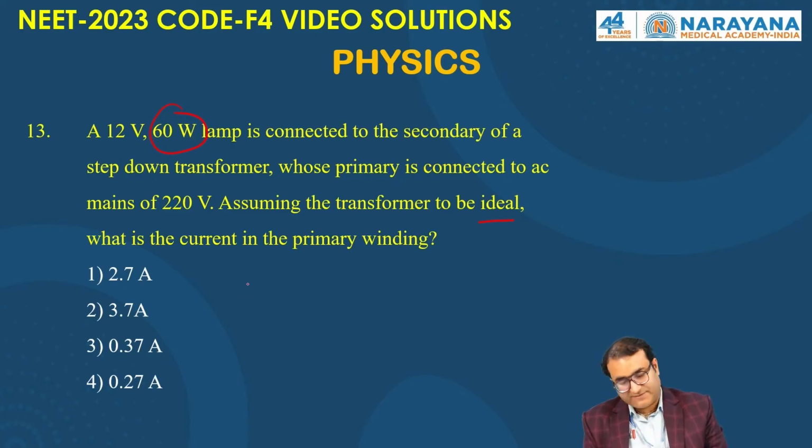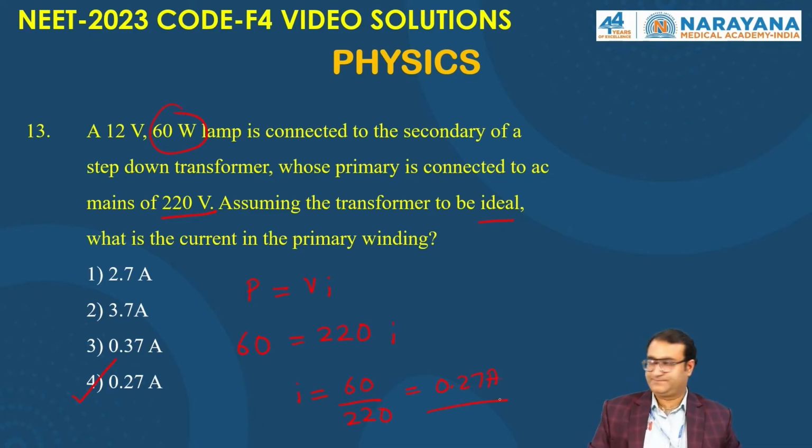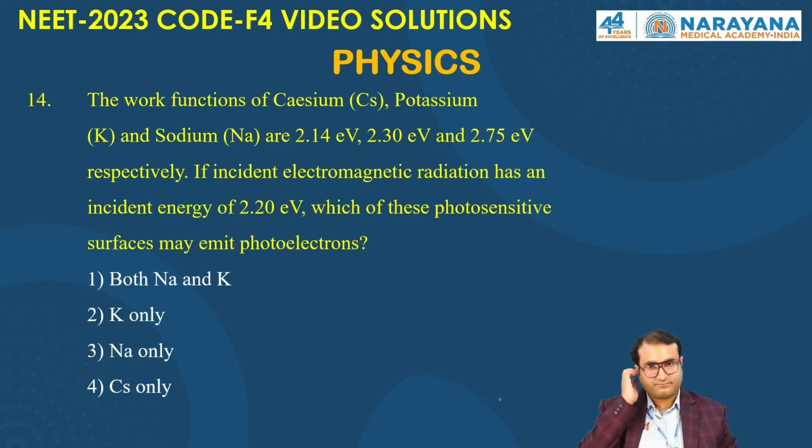So power is V into I. Power is given to us as 60, V input voltage is 220, and the current in the primary winding we can find as 60 by 220. After calculation, the fourth option will be the answer. It is 0.27 ampere. Question number 14.